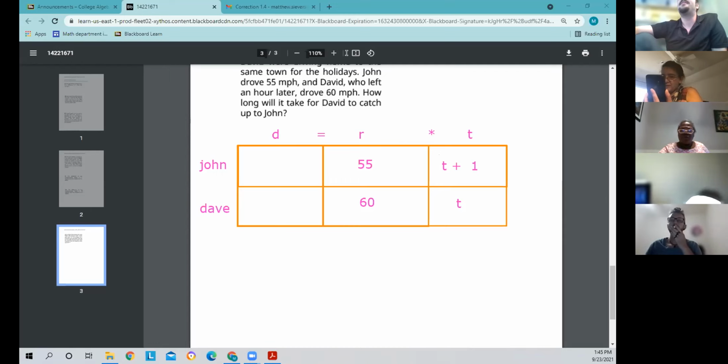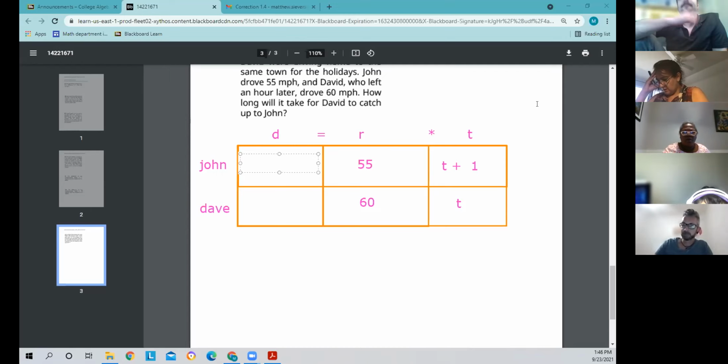This is a weird wording thing that trips a lot of people up. It even trips me up, which is why I'm going through it so slowly, just to make sure I have it the right way. So now we want to think about how to write the distance. We know distance is my rate times my time. If I know my rate is 55 and my time is t plus one?